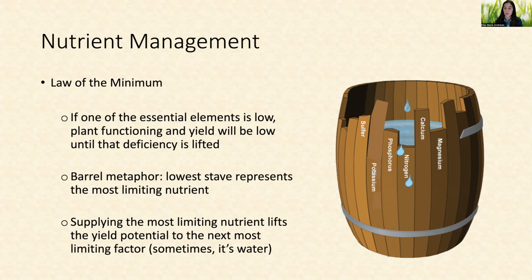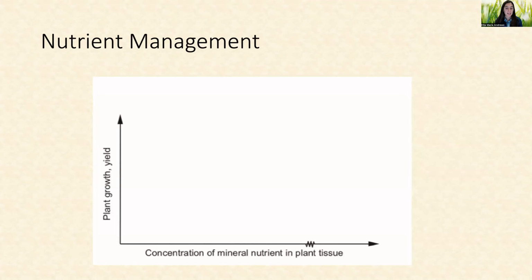Another really important concept around nutrient management is this: here we have on the x-axis horizontally the concentration of a mineral nutrient in plant tissue. Let's just say potassium again for an example. It's small on the left, increasing as you go to the right, and then on the y-axis we have plant growth or yield. You can think about this as the amount of fruit you get off your fruit tree.